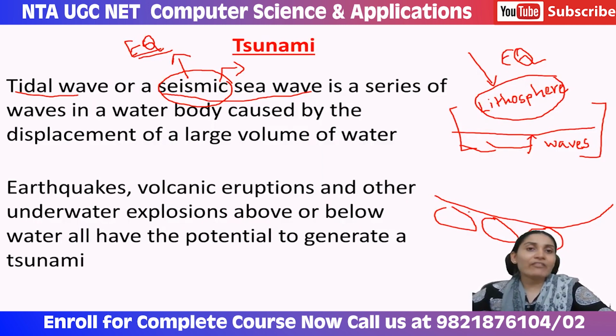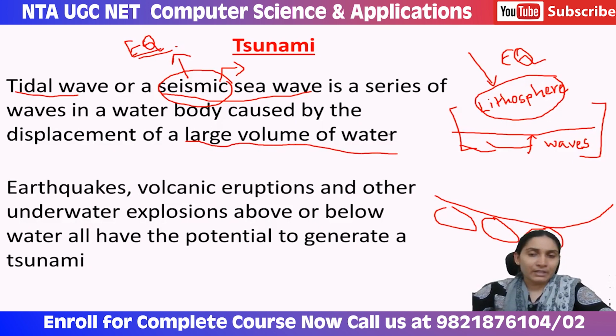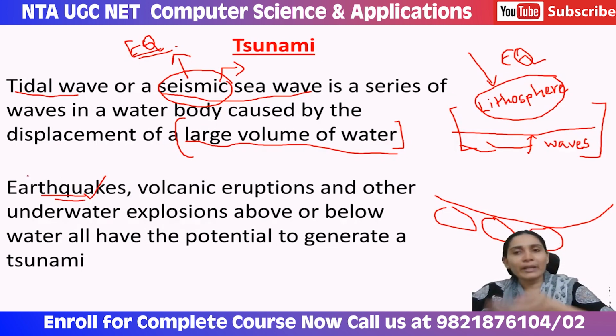So a tidal wave or a seismic sea wave is a series of waves in the water body caused due to displacement of a large volume of water. Now how does this displacement of a large volume of water happen? It happens because of the movement of the plates beneath the surface of the water. So seismic sea waves are due to earthquakes beneath the surface of the water, not on land.